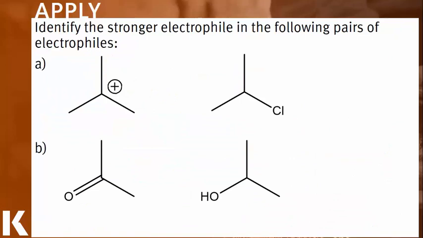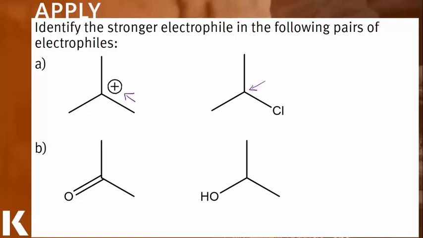Here we need to find the stronger electrophile in the following pairs. So let's start with A. On the first molecule we've got that big old positive charge. So it's for sure an electrophile. And the second molecule has a carbon connected to a chlorine. So not fully positive, but that chlorine will definitely hog some electrons, making that carbon feel a little exposed, a little positive. Which one is stronger?